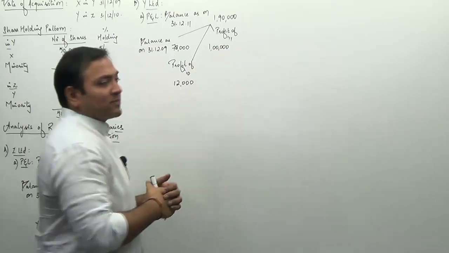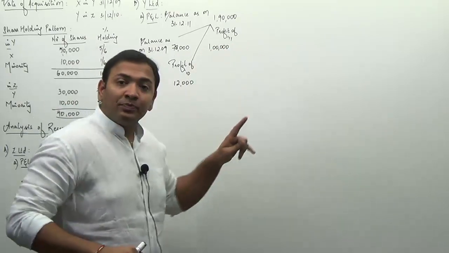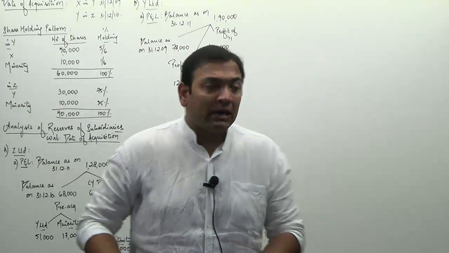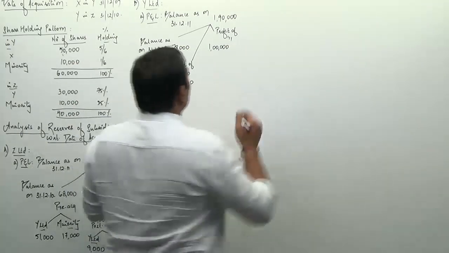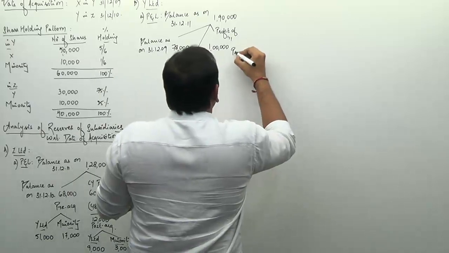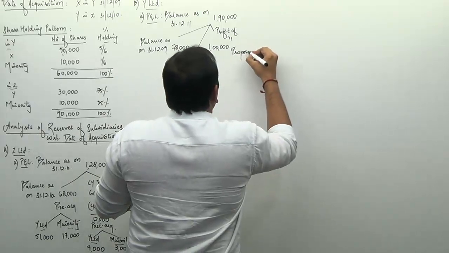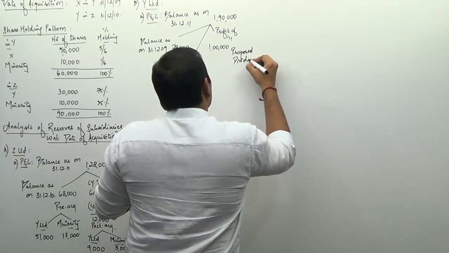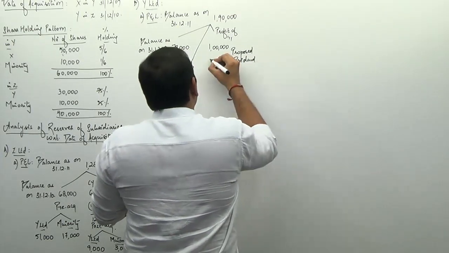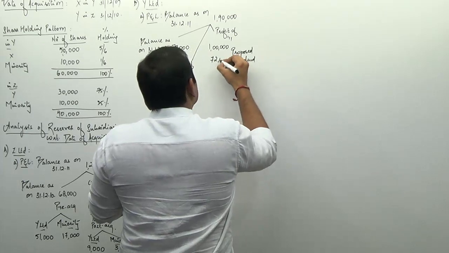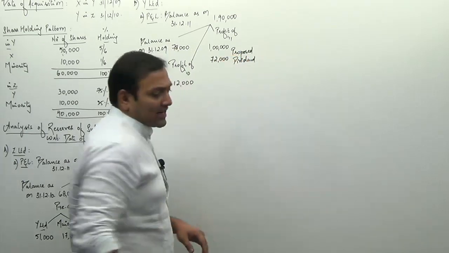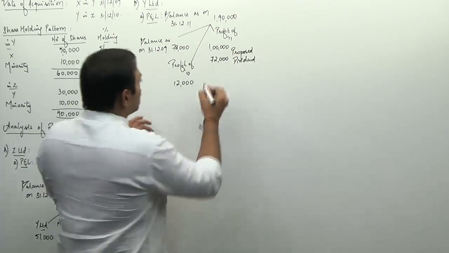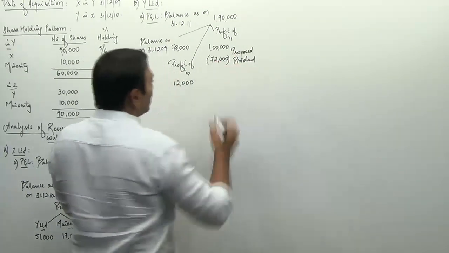Now let's go for the adjustments. What is the first adjustment? Dividend again. Again, he's saying that 12% dividend has not been proposed or deducted. So I need to deduct from here. Proposed dividend. 2011 dividend not yet proposed: 72,000. 6 lakhs is the share capital, 12% dividend is 72,000. Deduct.